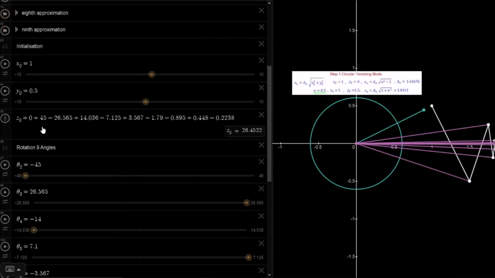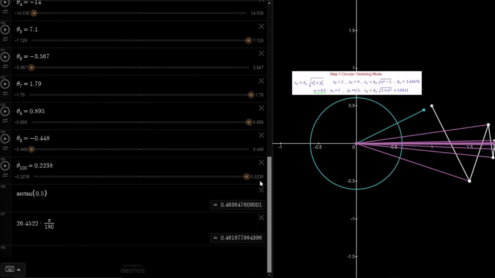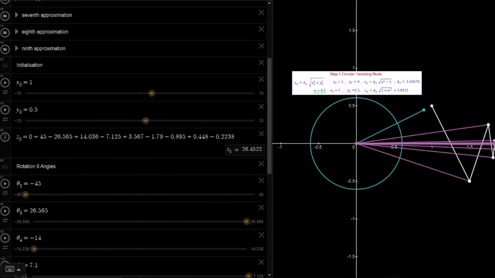So I've gone ahead and added on and subtracted off these angles from our Z0 in order to get a final output Zn. So the final output we have here for Zn is going to be 26.4522 degrees. So what we want to do is just check here, and we can use a graphical calculator. So what we've said is that the output for this particular algorithm for the circular vectoring mode is going to give us the arctan of our y0 upon x0. So our y0 is a value of 0.5, x0 is a value of 0.1.